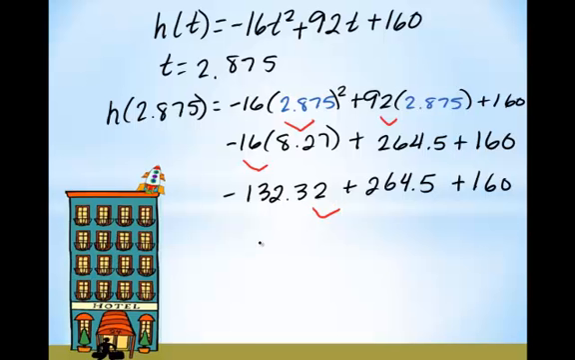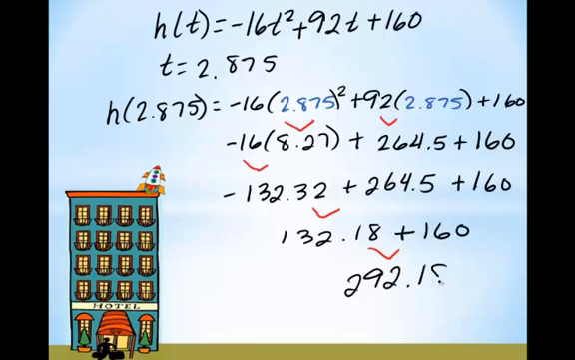This is equal to 132.18 plus our 160. And now our last step, 132.18 plus 160 is equal to 292.18. This is the height that our rocket will reach.